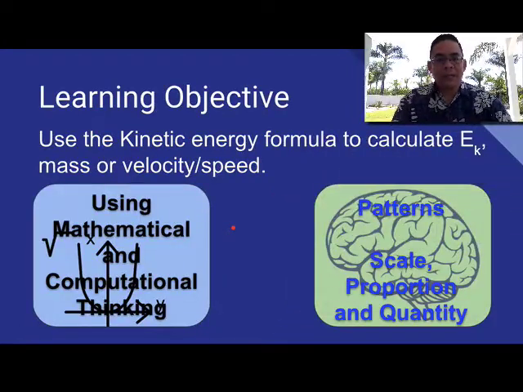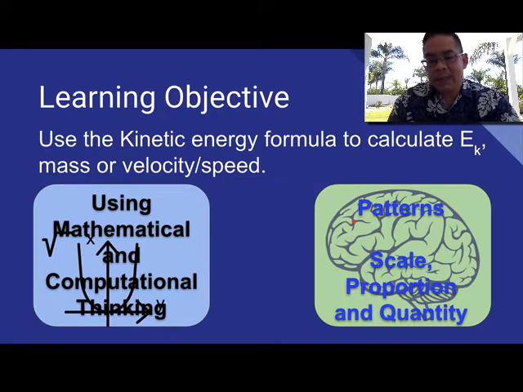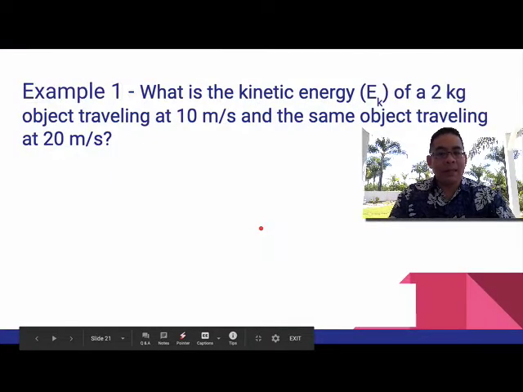Our learning objective is to use the kinetic energy formula to calculate EK, mass, or the velocity/speed. As long as I give you 2 out of the 3, you should be able to calculate it. Using mathematical and computational thinking is our SEP for this one, and our CCCs are pattern, scale, proportion, and quantity.